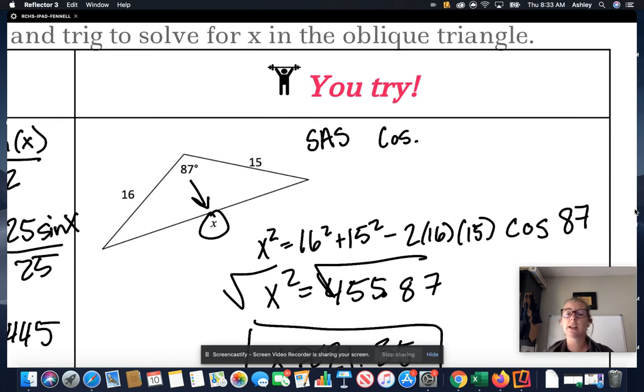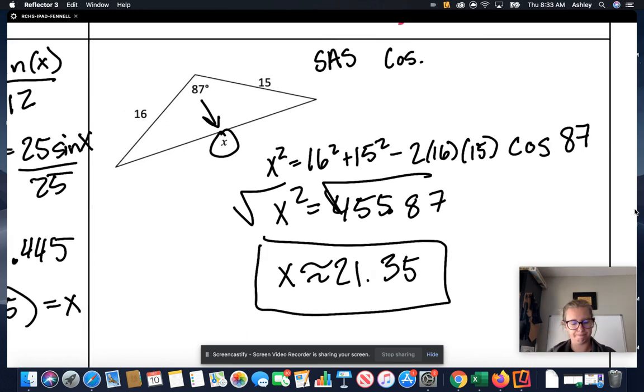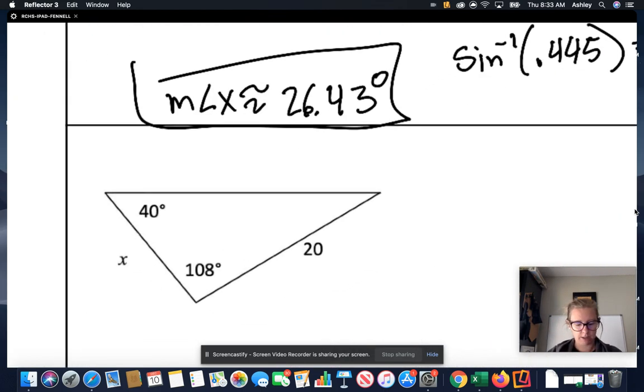Then we still need to take the square root of the left, square root of the right, and we get that x is about 21.35. Does that answer make sense? It is the longest side of our triangle. 21.35 would be the longest side of this triangle. Looking good. All right, let's look at this one.